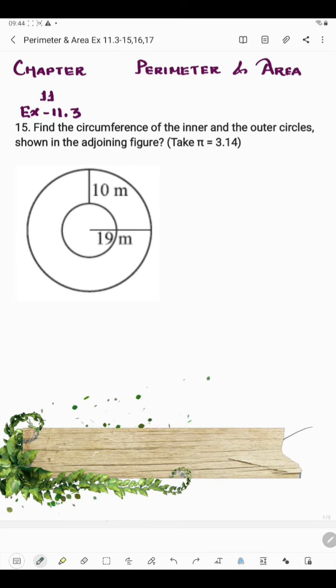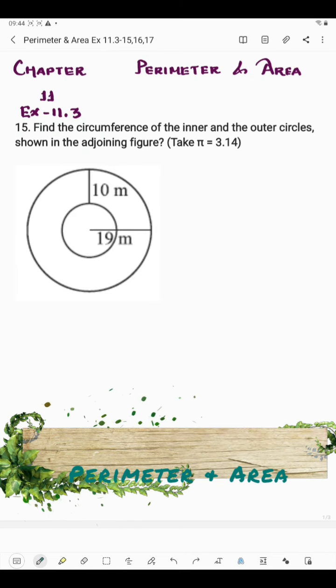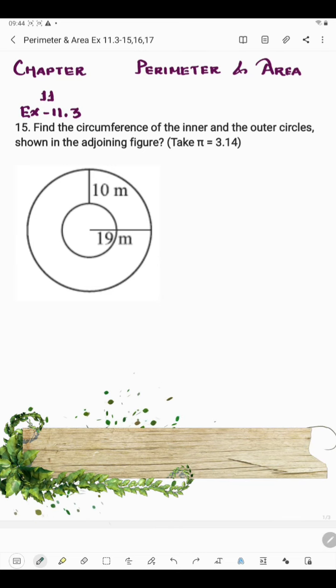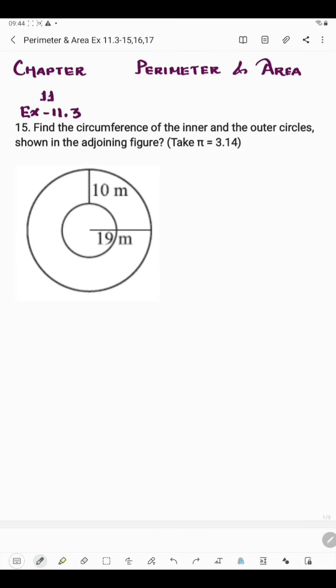Hello students, today I am going to start question number 15 of exercise 11.3. Now question number 15 says, find the circumference of the inner and the outer circles shown in the adjoining figure. Take pi 3.14. So here we have two circles.